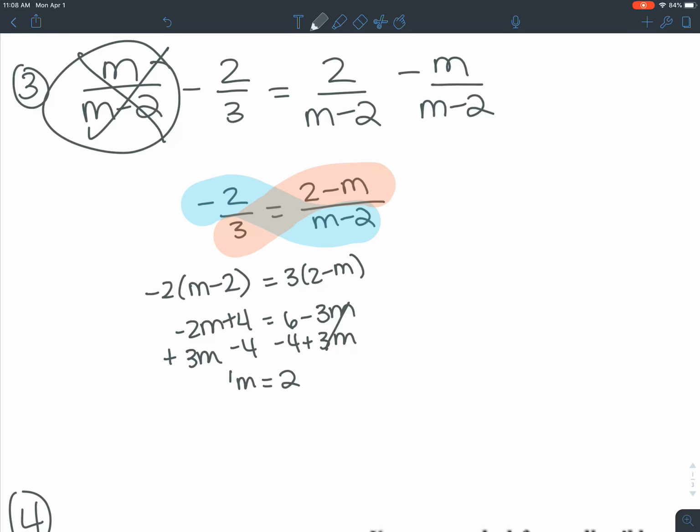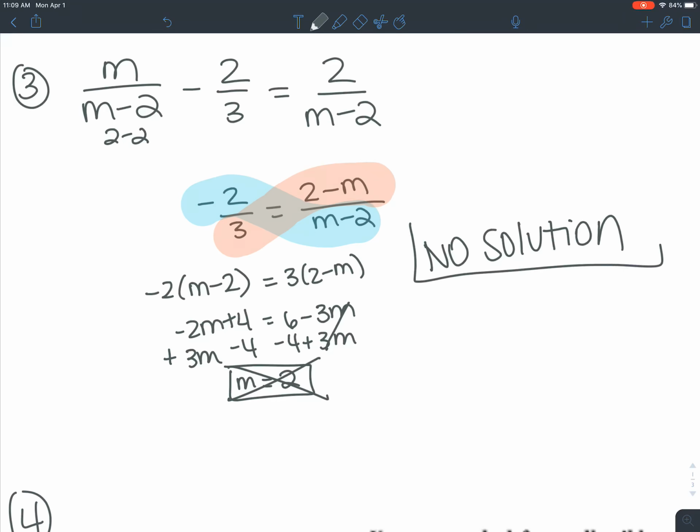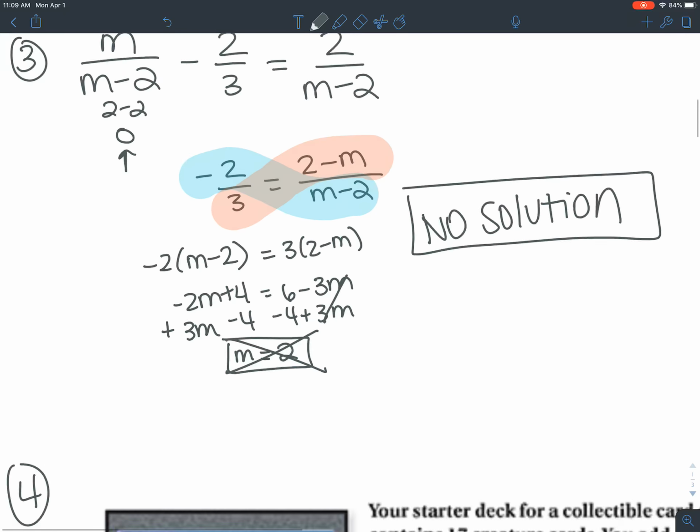Okay, so then we need to plug it back in and see if that works. So I'm going to go back to my original problem, the one that I canceled out, and say, okay, if I plug in 2, I get 2 minus 2. Uh-oh, that goes to 0. So this is not good, and we end up with no solution. We cannot divide by 0 here, so this is no solution.